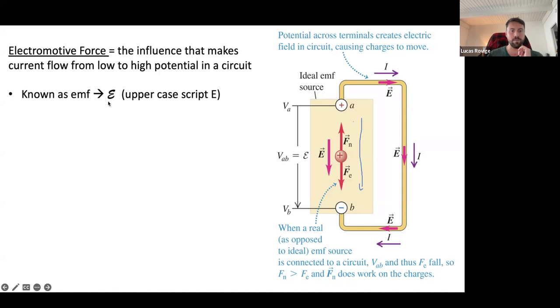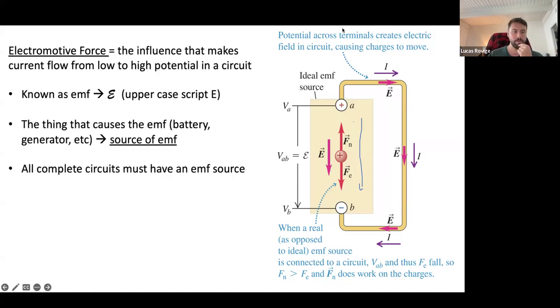So usually this EMF is written in this uppercase script E kind of shape. It's different from the electric field. It's just kind of this fancy E. And typically, we call what's causing the EMF the source of EMF. So just some vocab, so don't get things mixed up. The EMF is kind of the influence that brings the charges against the potential, and a battery is the source of this EMF.